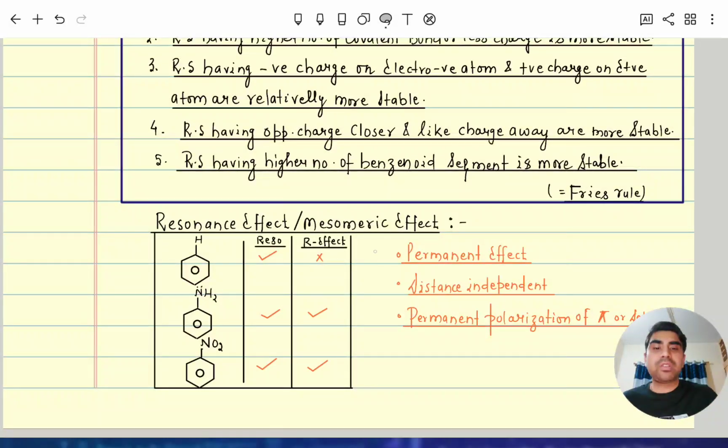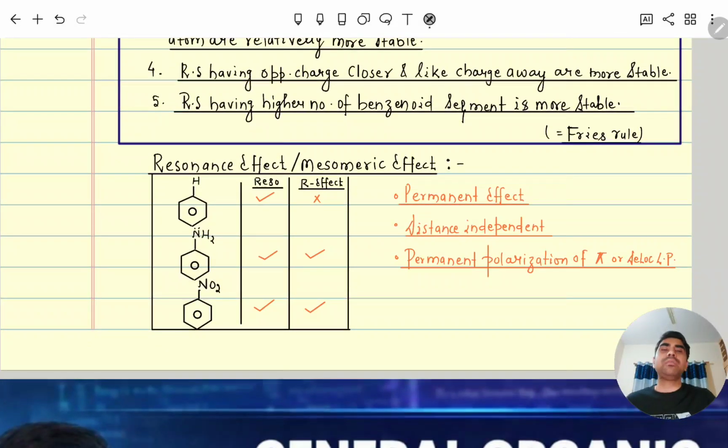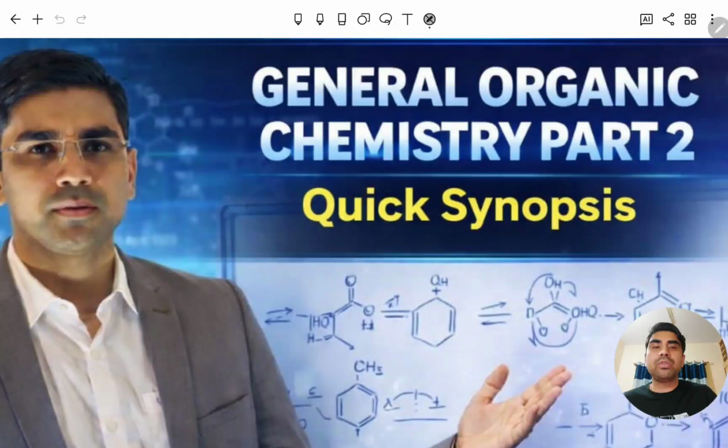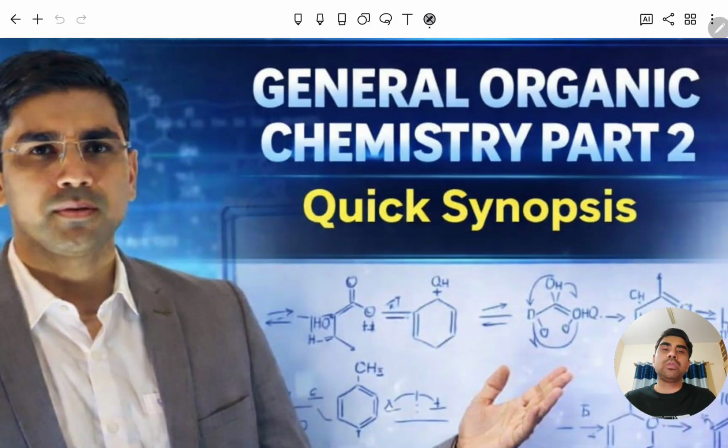So resonance effect is permanent, this is not distance dependent, and it is permanent polarization of pi electrons or those lone pairs which are delocalized; only that will happen. So this we will study and will continue in part 2. So in part 2 we'll try to cover all those concepts, resonance and hyperconjugation.